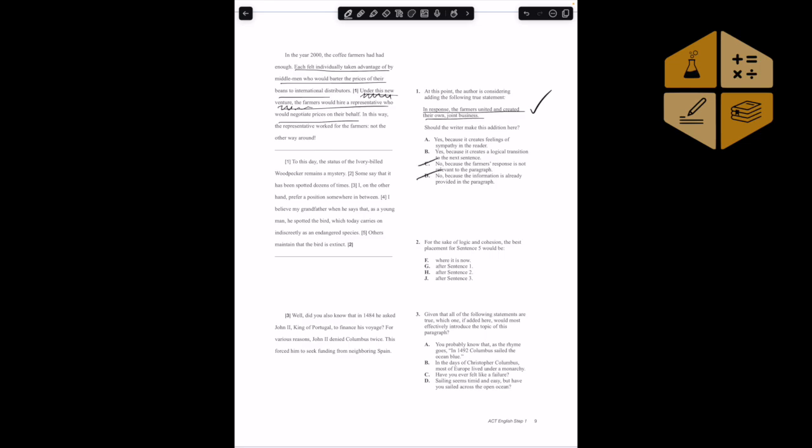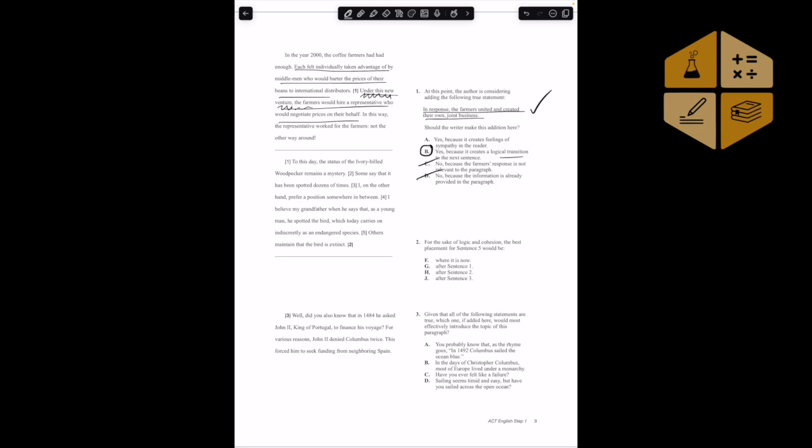A says yes because it creates feelings of sympathy in the reader. That's not the purpose of this sentence. You might feel sympathetic based on the paragraph as a whole, but the purpose of the sentence is that it provides the context that's necessary. That's why the answer is B. It does create this logical transition to the next sentence that's necessary.